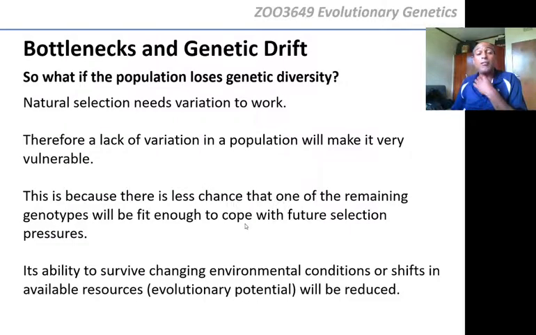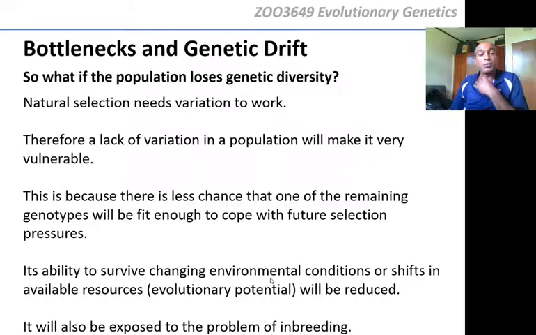Okay? So the ability to survive environmental changes, and basically the evolutionary potential of a population or species, depends on its level of genetic diversity. So if it has a high genetic diversity, it has a better survival chance if the environment changes. It has a better evolutionary potential. In other words, the potential to keep evolving through time into the future. If it's going to go extinct, it has a very bad evolutionary potential. It's not going to evolve at all, it's going to go extinct. Okay?